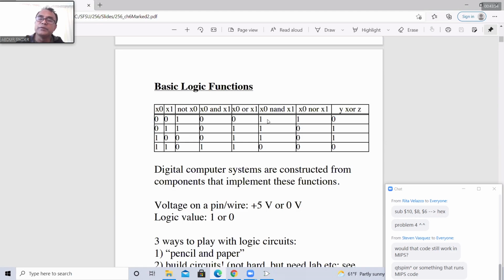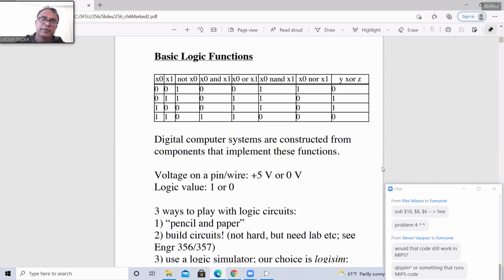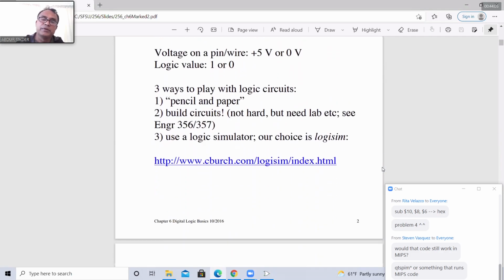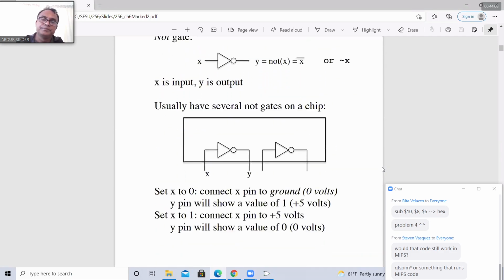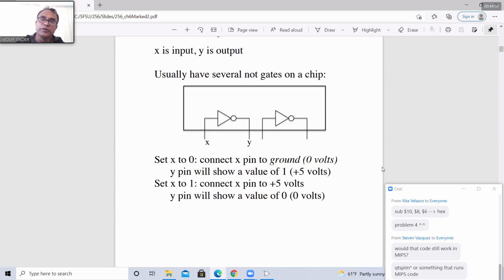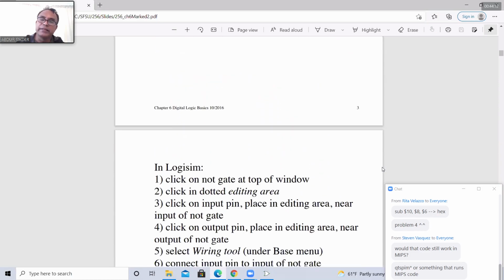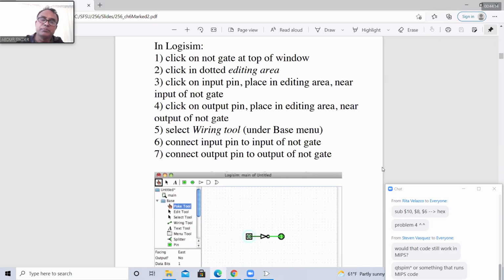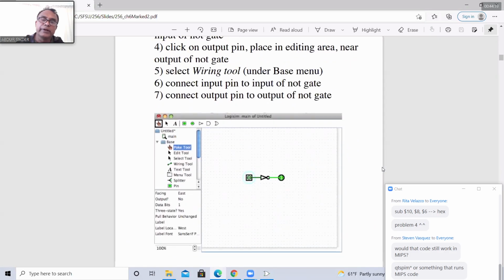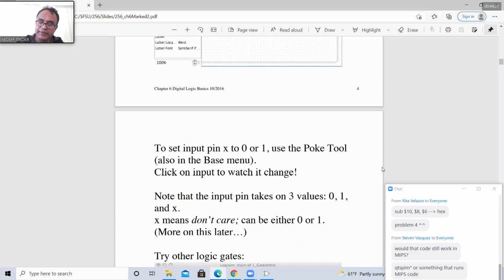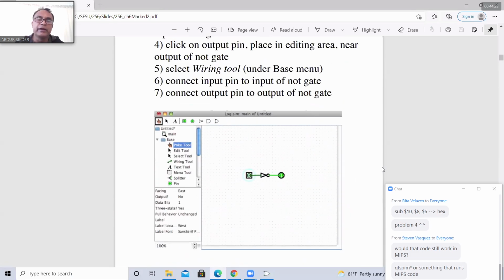Basically, here is a truth table for two inputs. And sometimes you have three inputs. You draw these gates, so you learn it using Logisim, which is very simple to use. The wiring tools and all that are on the left side, and you can drag and drop from the top as well.